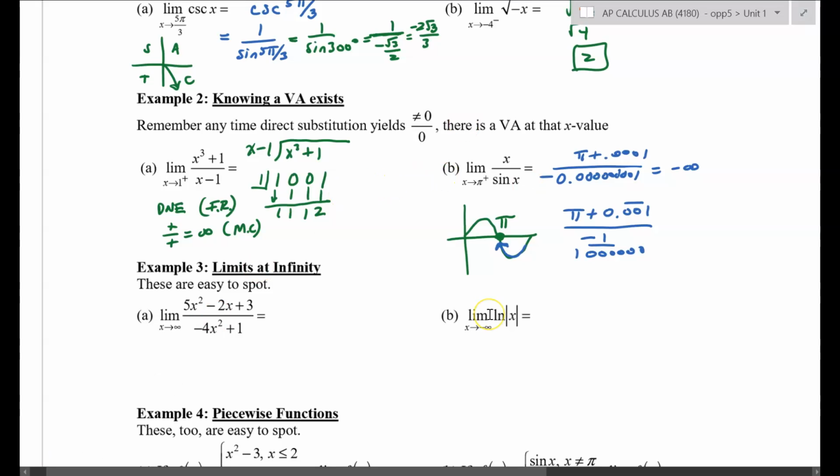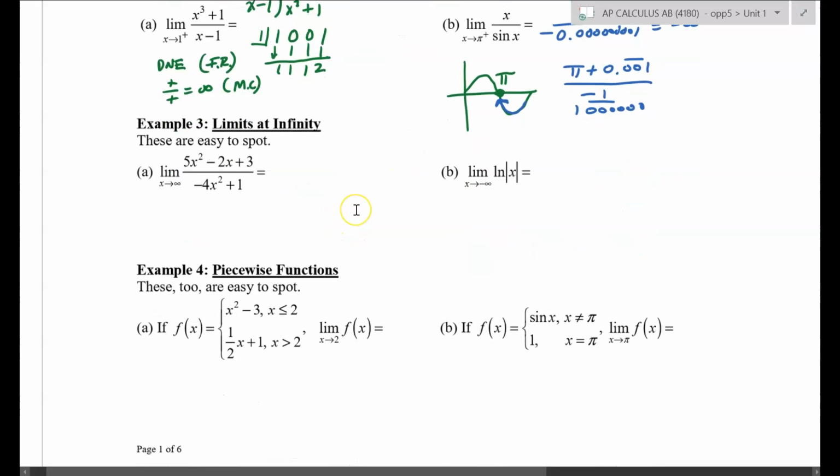Here's the thing, a lot of this lesson that we started yesterday is review, kind of taking some of the concepts that we've looked at and applying them. So, example number three.